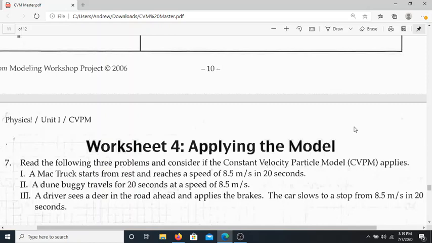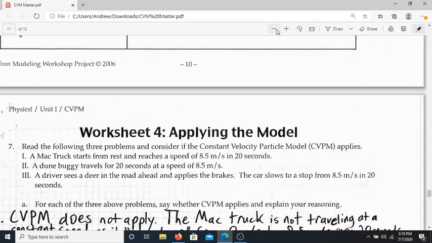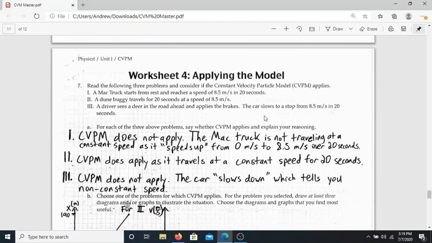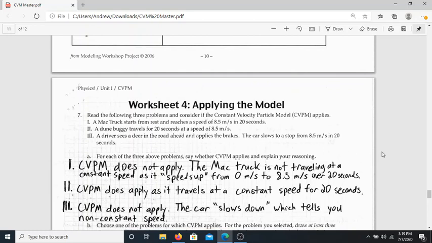All right, so hopefully you had a chance to work through the first part. Let's scroll down and see what we've got here. I'm going to minimize this a little bit so we have some space. For part A, we wanted you to start by saying whether the constant velocity model applies or not. It says constant velocity particle model, but don't worry about it. It's just the constant velocity model.